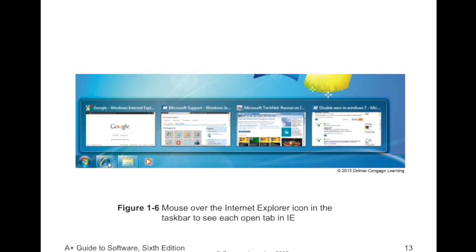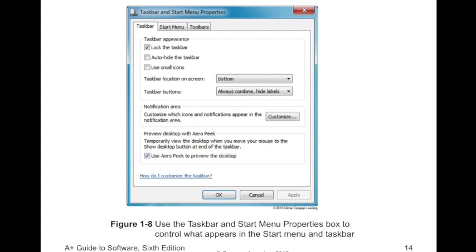Here's a great example of Aero Peek. If you mouse over any icon in the taskbar, you get a thumbnail view. Again, for this, some people it's very helpful, for others, maybe not, but it gives the end user the ability to customize their experience to however they want to do it.